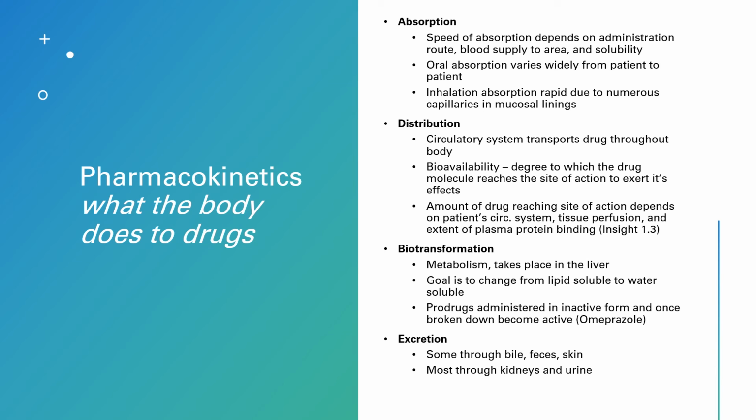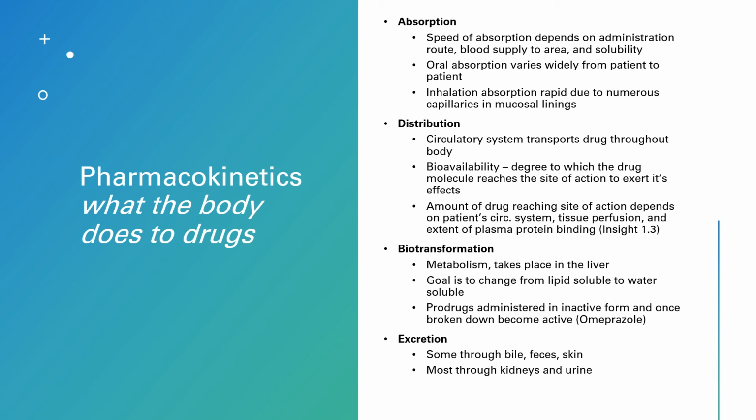And finally, we have excretion. Medications taken into the body are eliminated, usually through bile, feces, or the skin, but the most common, most are excreted through the kidneys and eliminated through the urine. What happens there is the circulatory system brings blood to the kidneys where it's filtered and returned. And there are two renal filtration processes that this happens through.